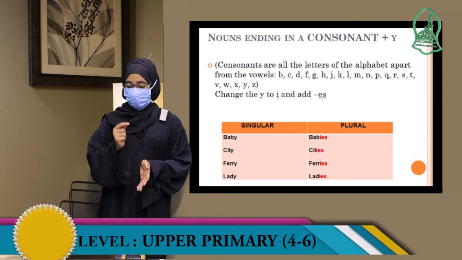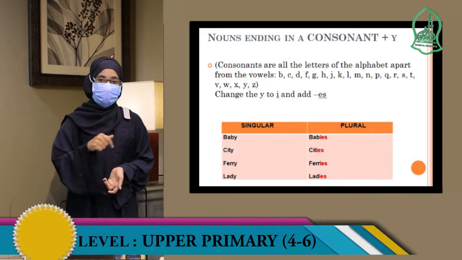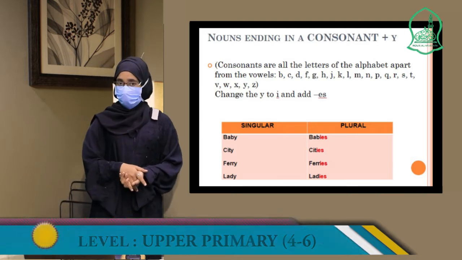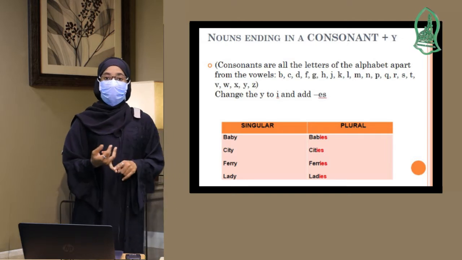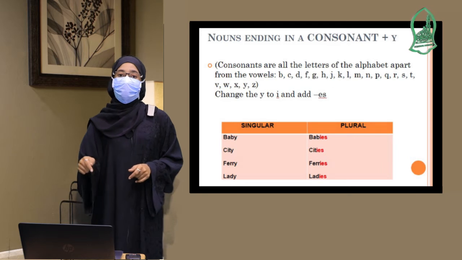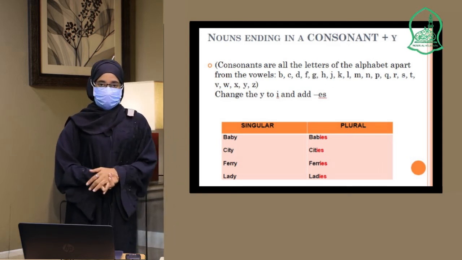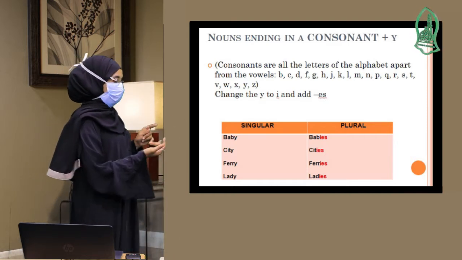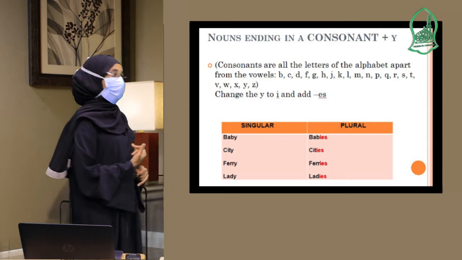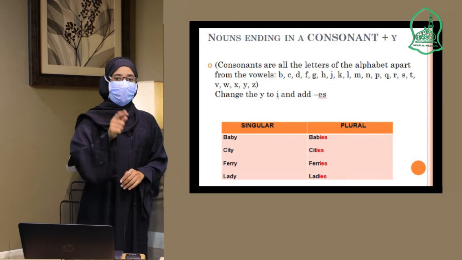Those words, we have to change the Y into I first, and then we add ES. Or we can say we remove the Y and then we add IES to make it a plural form. For example, we have the word baby. Baby is ending with the consonant B plus Y. It means we remove the Y and then we add IES.